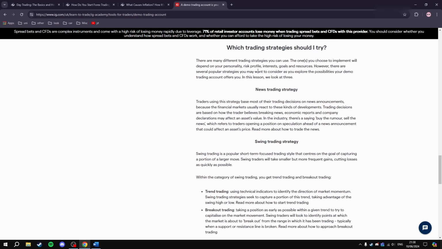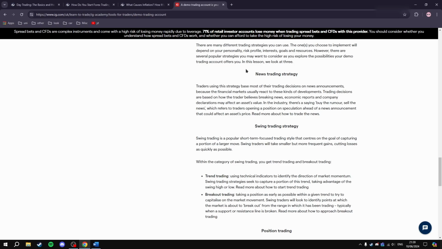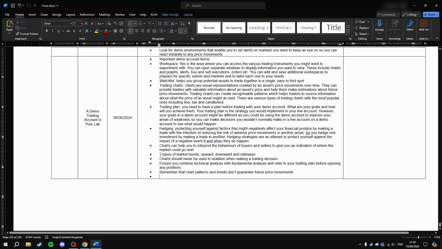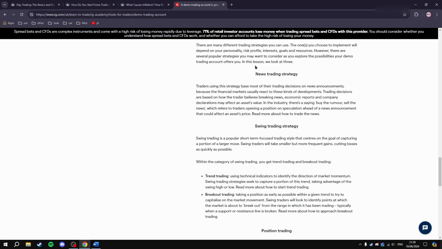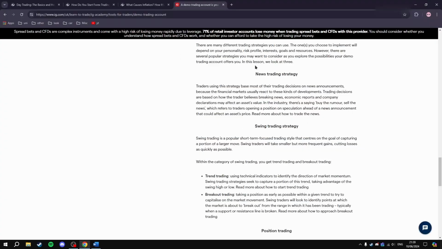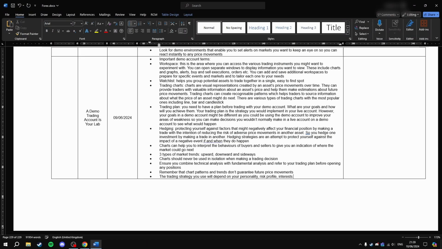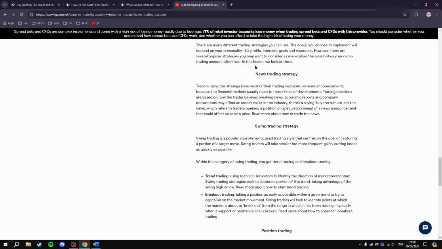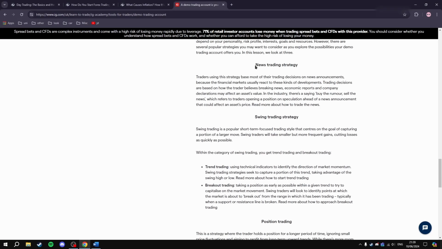Which trading strategy should I try? There are many different trading strategies you can use. The ones you choose to implement will depend on your personality, risk profile, interests, goals, and resources. However, there are several popular strategies you may want to consider as you explore the possibilities your demo trading account offers you.